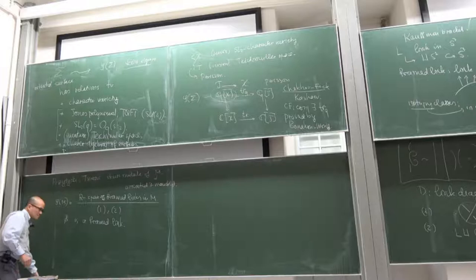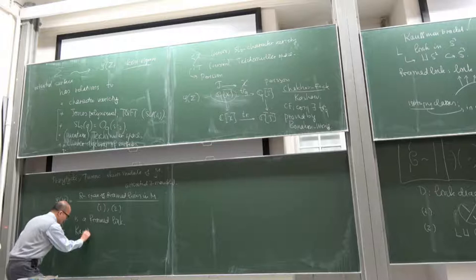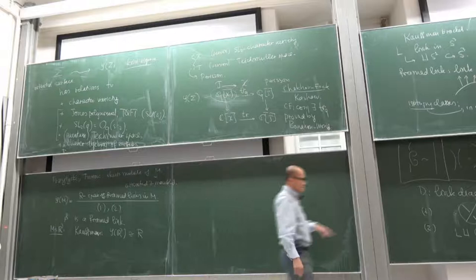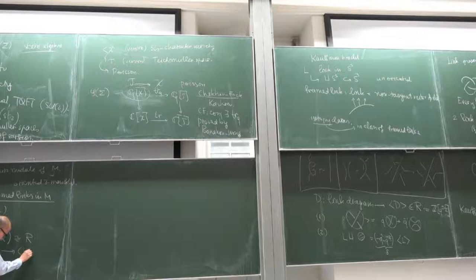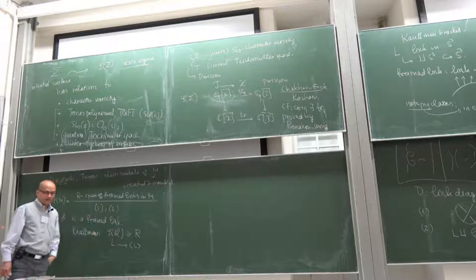So for example, if M is R3, Kauffman's theorem just says that the skein module of R3 is isomorphic to the ground ring, the ring of Laurent polynomials here, to this R here, okay, where to every link you just associate its Kauffman polynomial. That is the isomorphism between the skein module of R3 and the ground ring. And that is the content of Kauffman's theorem, okay?